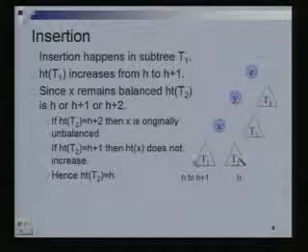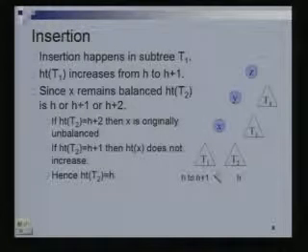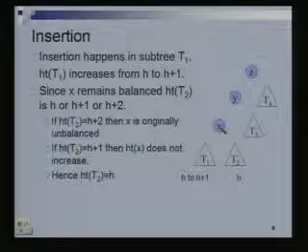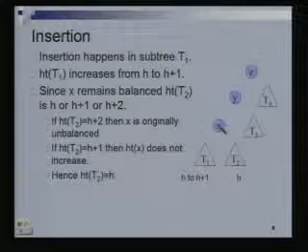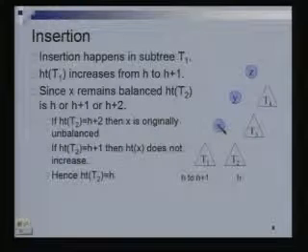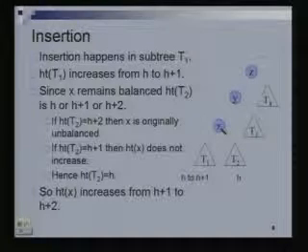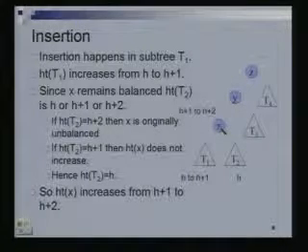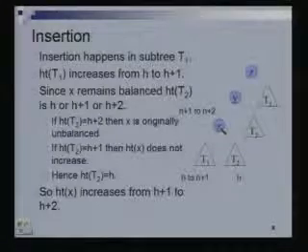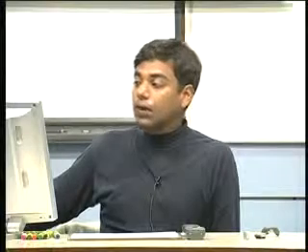If height of T2 is H and height of this has increased from H to H plus 1, then what about height of X? What was the original height of X? Original height was H plus 1 and now it has become H plus 2. Yes? Is this clear to everyone? So the height of X has increased from H plus 1 to H plus 2.